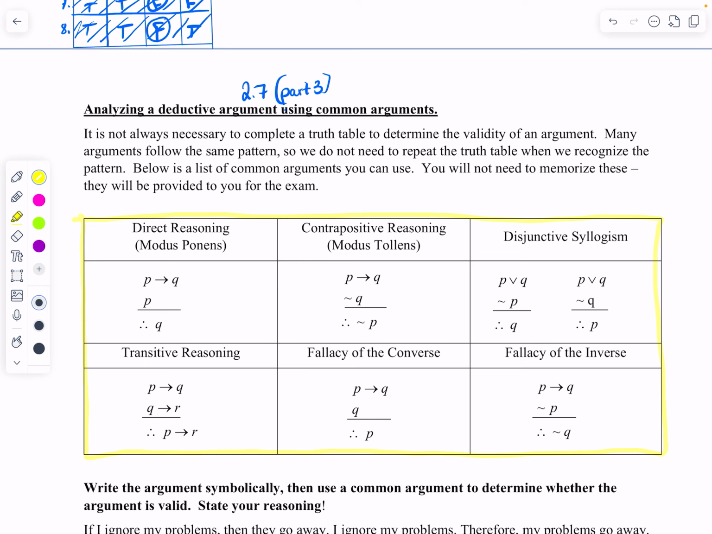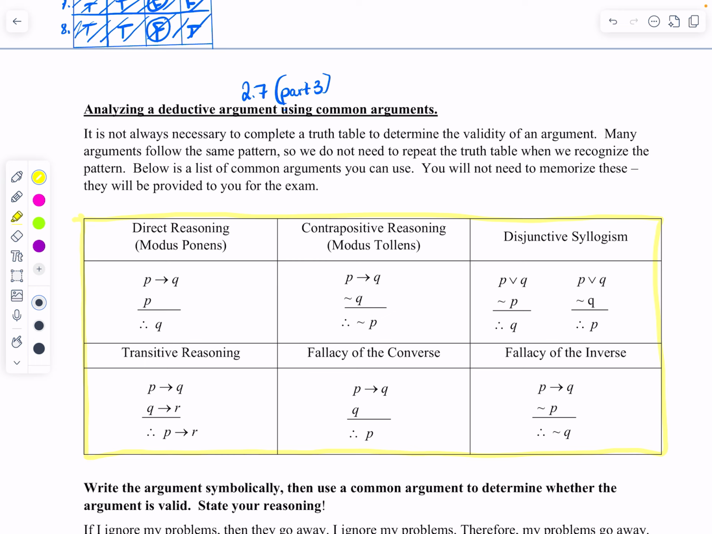Transitive reasoning. Premise 1 is the conditional, if P then Q. Premise 2 is if Q then R. I hope you guys remember that is the converse. And the conclusion is if P then R. That is transitive reasoning. Fallacy of the converse: if P then Q is P1, Q is P2, therefore P is the conclusion. And fallacy of the inverse: if P then Q, negation P, therefore negation Q.